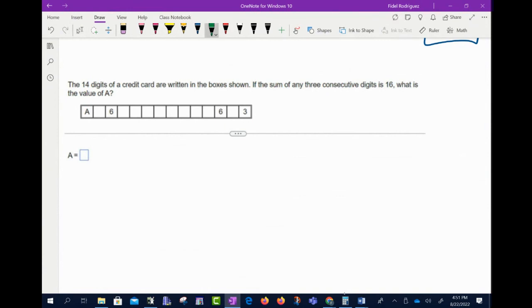Okay, so first off, remember what sum means. Sum means we are going to add. Consecutive means right next to each other, like these 3 boxes right here. If I add them up, I need to get the number 16. So 6 plus 3, I already know that's 9. So what do I have to add to the 9 to get to 16? I got to add a 7. So that number there is going to be a 7.